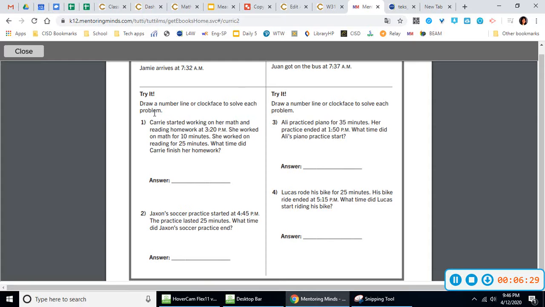Okay, so draw a number line or clock face to solve each problem. I prefer to use the number line when I'm talking about elapsed time, but you're more than welcome to do whichever one you wish. Carrie started working on her math and reading homework at 3:20 p.m. She worked on math for 10 minutes. She worked on reading for 25 minutes. What time did Carrie finish her homework?